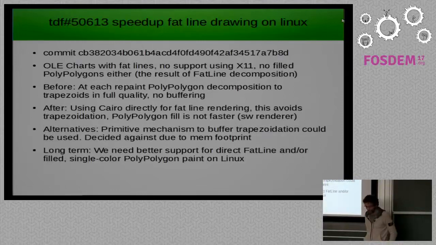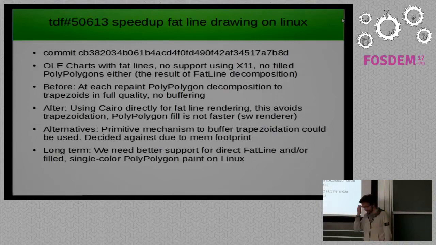So most of the problems come from OLED charts, which have such fat lines, and in X11 there's simply no support for filled polypolygons, which are the result when you decompose the fat line, and of course no direct fat line support. So the problem is only on Linux, but with Cairo there is a solution now. Before the optimization, the polypolygons had to be decomposed to trapezoids in full quality every time, no buffering, and this is of course pretty slow.